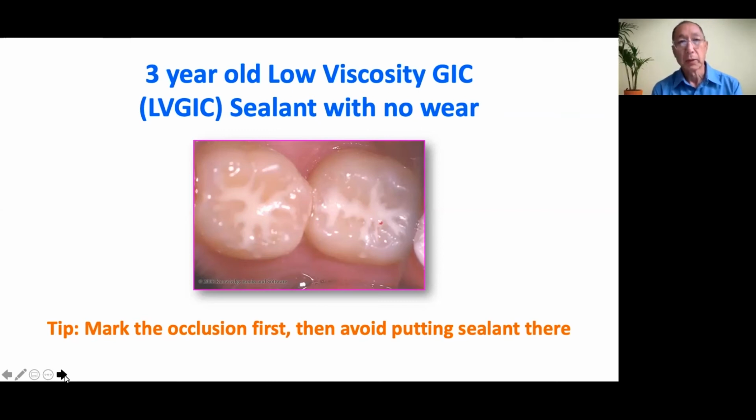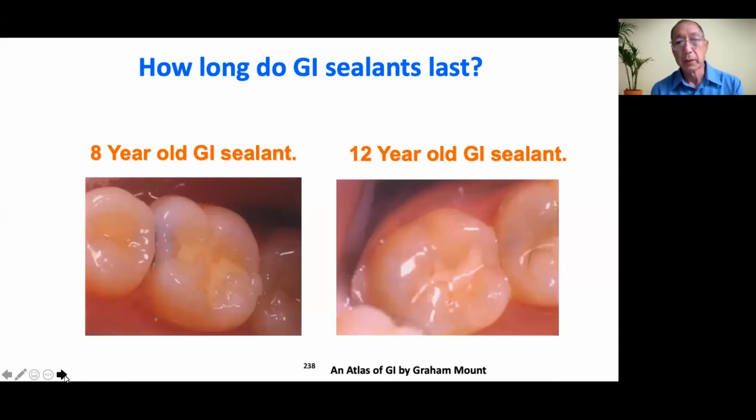This one shows a 3-year-old low viscosity glass ionomer sealant that, A, did not wash away, B, did not stain at the margins, and C, did not fail under occlusal forces. Graham Mount in his textbook showed 8-year-old and 12-year-old sealants with absolutely no sign of those myths. These look like the day he placed them.